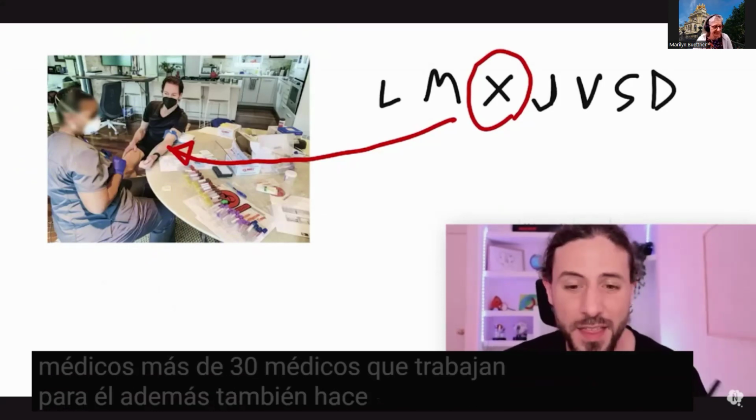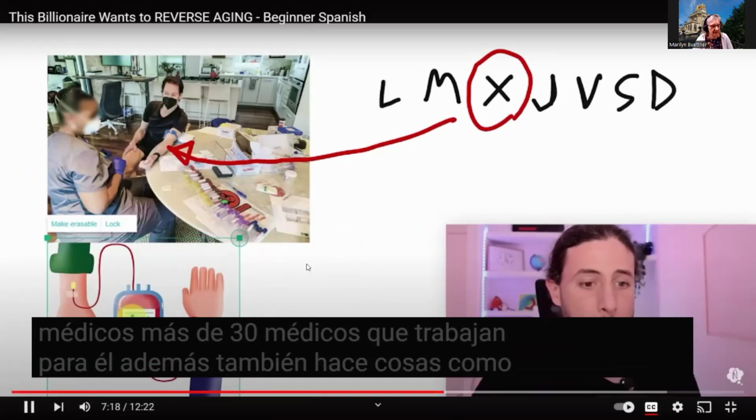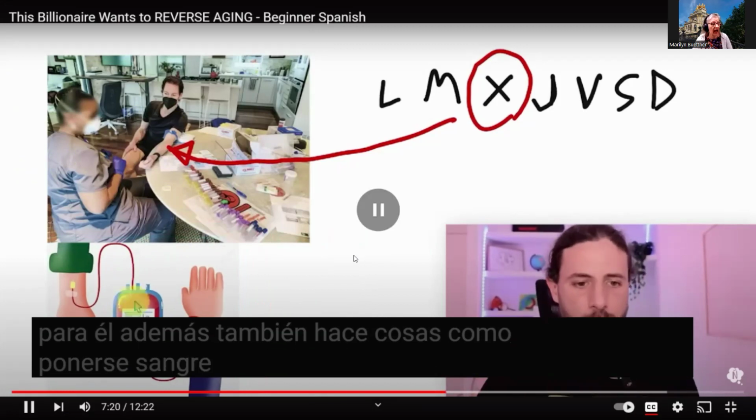Además, también hace cosas como ponerse sangre. Here is another reflexive. Ponerse. We looked at hacer, salir, poner. Here is poner, but used as a reflexive. Ponerse means to put something on or onto oneself. Okay, ponerse sangre, since we don't apply blood to the outside of our body, it's going in. He puts blood in himself.